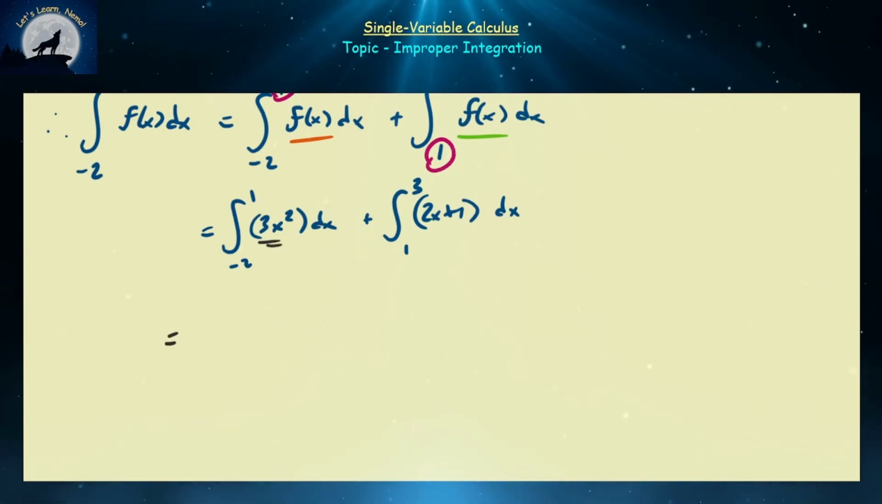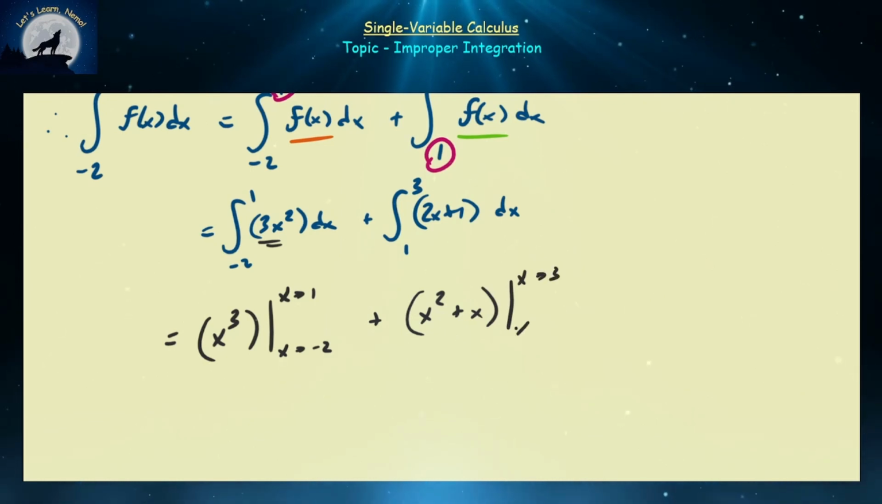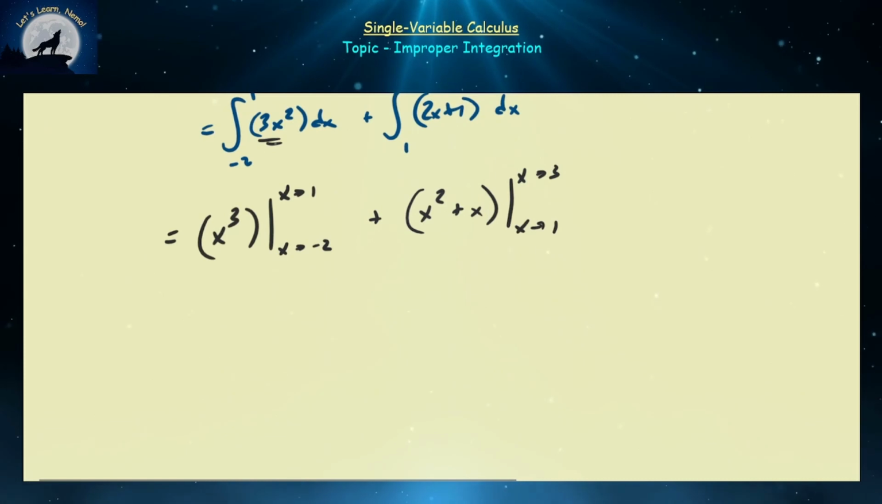So the antiderivative of 3x squared we know is going to be equal to x cubed. And then we need to evaluate that at 1 and then at minus 2. And then the antiderivative of 2x plus 1, that's going to be x squared plus x. And then we need to evaluate that at 3 and then 1 and then subtract. So what is that going to give us?